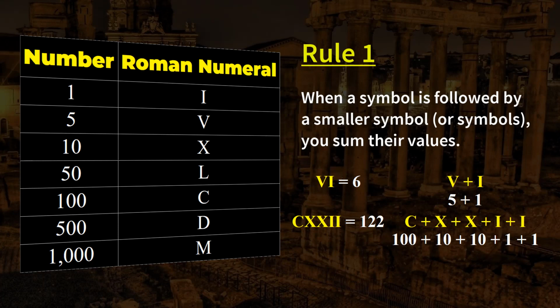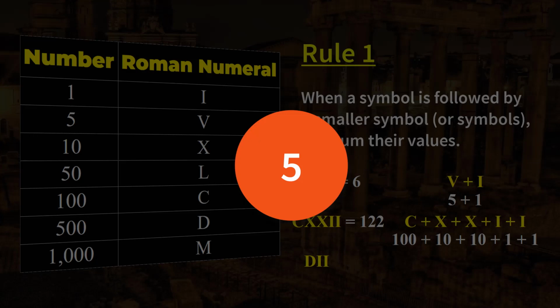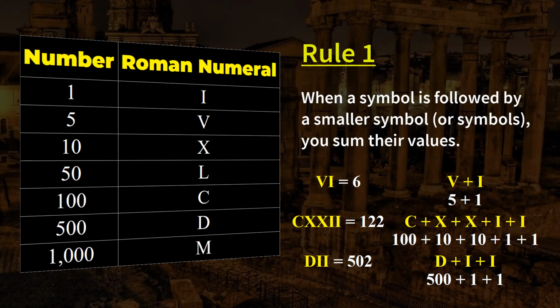CXXII makes 122, since C plus X plus X plus I plus I is the same as 100 plus 10 plus 10 plus 1 plus 1. What about DII? I'll give you 5 seconds to think about the answer. DII makes 502, since D plus I plus I is the same as 500 plus 1 plus 1.